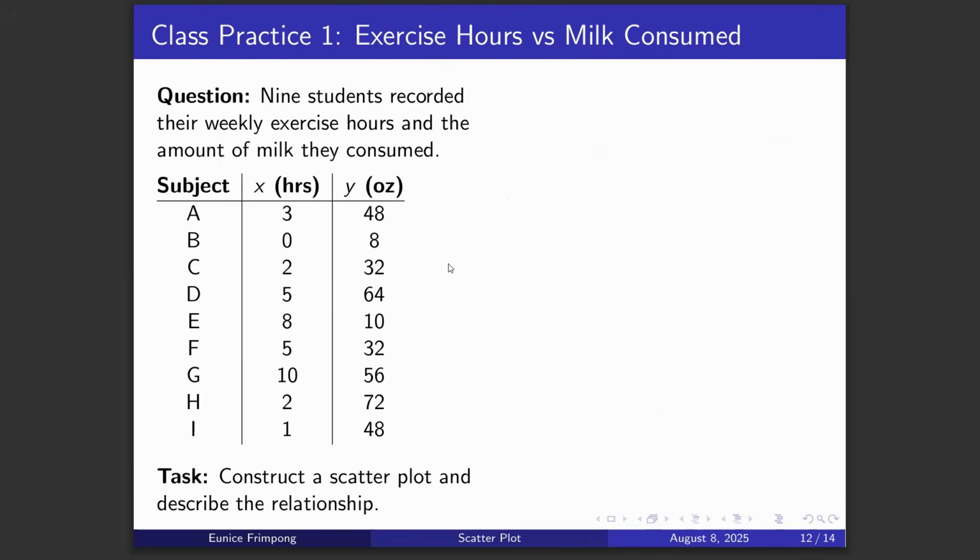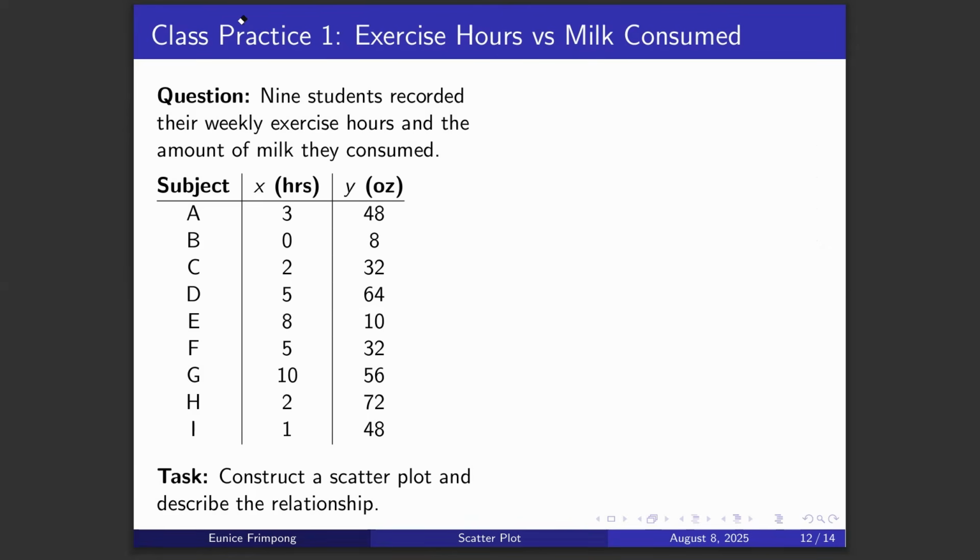All right. 9 students recorded their weekly exercise hours and the amount of milk they consumed. These are the data sets. We have students A to I. There's a number of hours, that's the number of hours they exercise, and the amount of milk they consumed. This is in oz. Construct a scatter plot and describe the relationship.